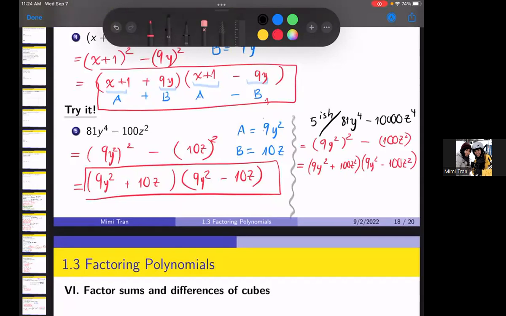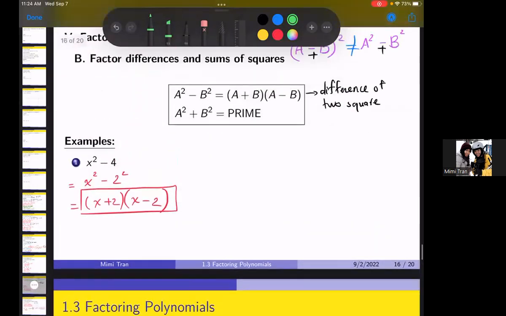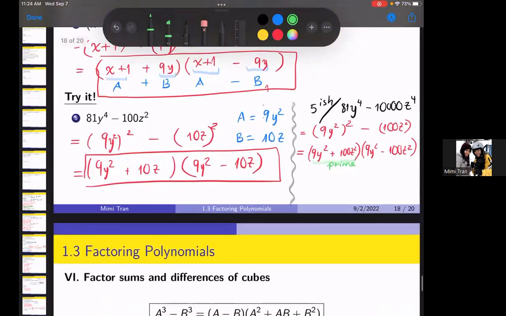Let me ask you a question. Is this prime? I'm gonna use green. Is this prime? Yes, it is prime. Nothing you can do, leave it alone. Why is it prime? Because of the rule right here: a squared plus b squared is prime. If you're gonna turn it into, don't write this down, you don't have to. I'm still talking about this part.